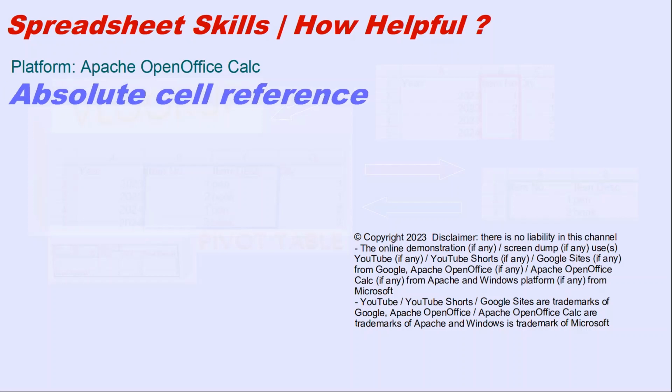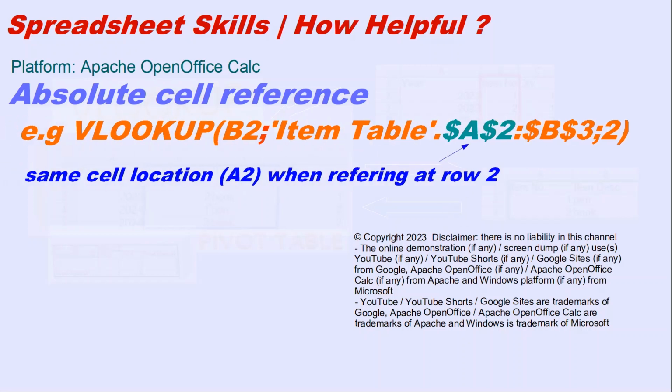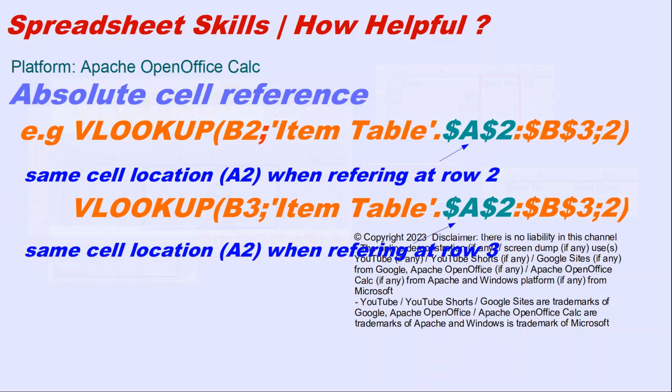Absolute cell reference: the cell reference will not be changed relative to the different current reference. For example, it is A2 when it is at row 2. It is also A2 when it is at row 3.